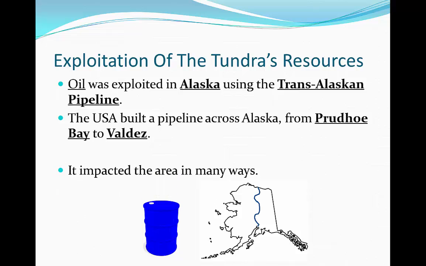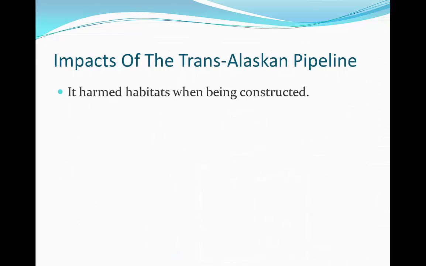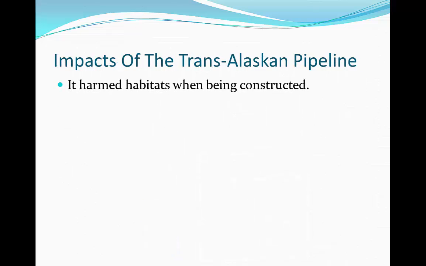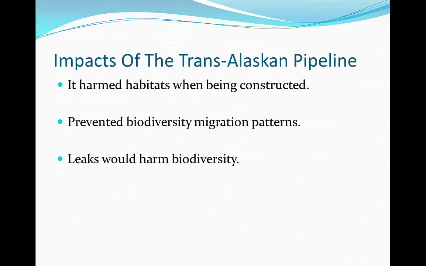It impacted the area in many ways. The first of which is that it harmed habitats when it was being constructed. Also, the pipeline prevented biodiversity migration patterns because it wasn't built under the ice, it was actually built over it, so it did damage the way that biodiversity migrated across the land. Also, leaks would potentially harm biodiversity if they came to be. It also caused pollution when it was being built, which could enhance the greenhouse effect and make climate change even worse.